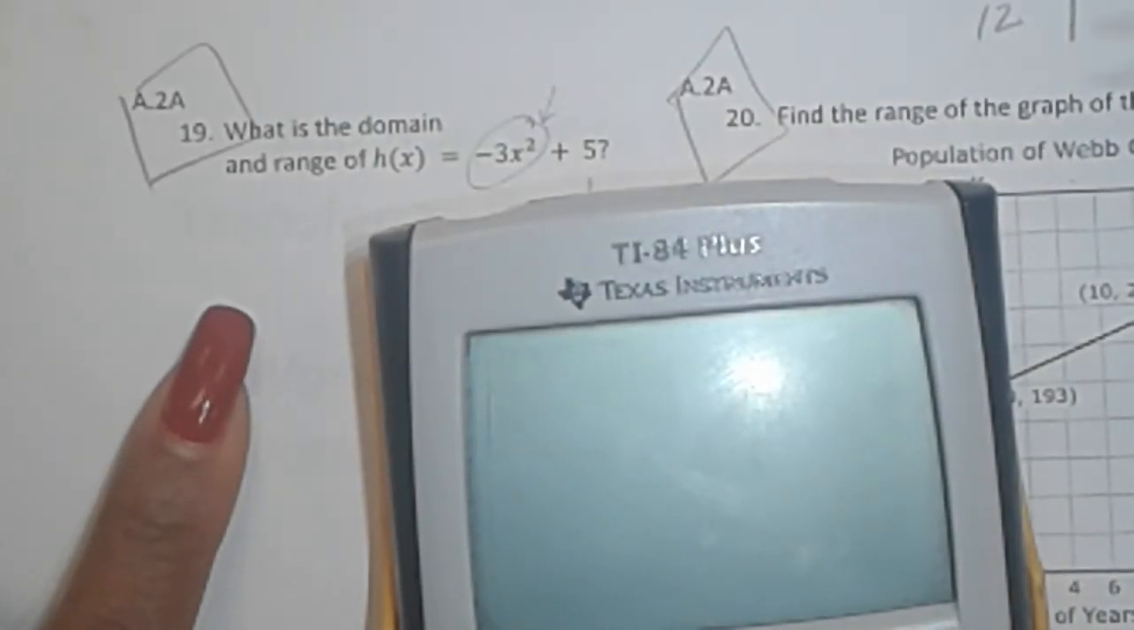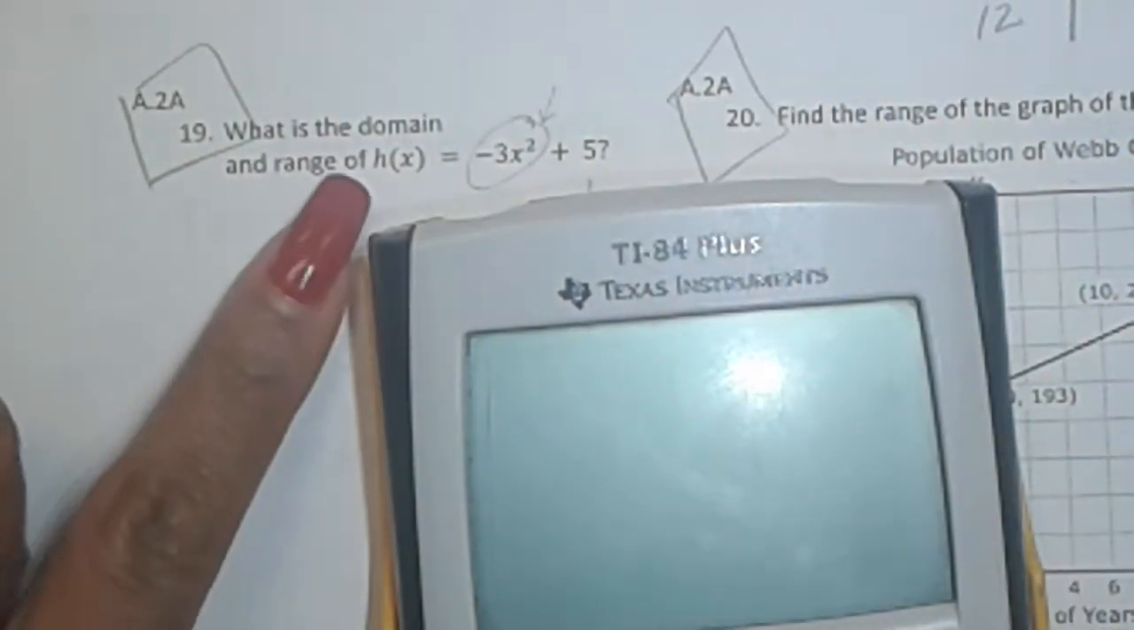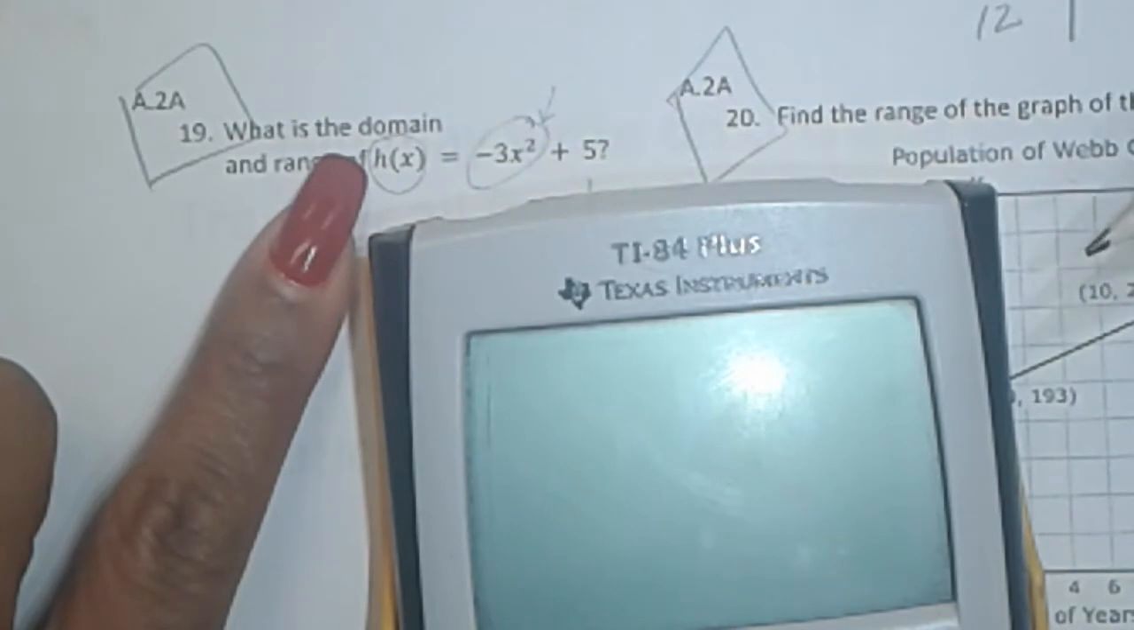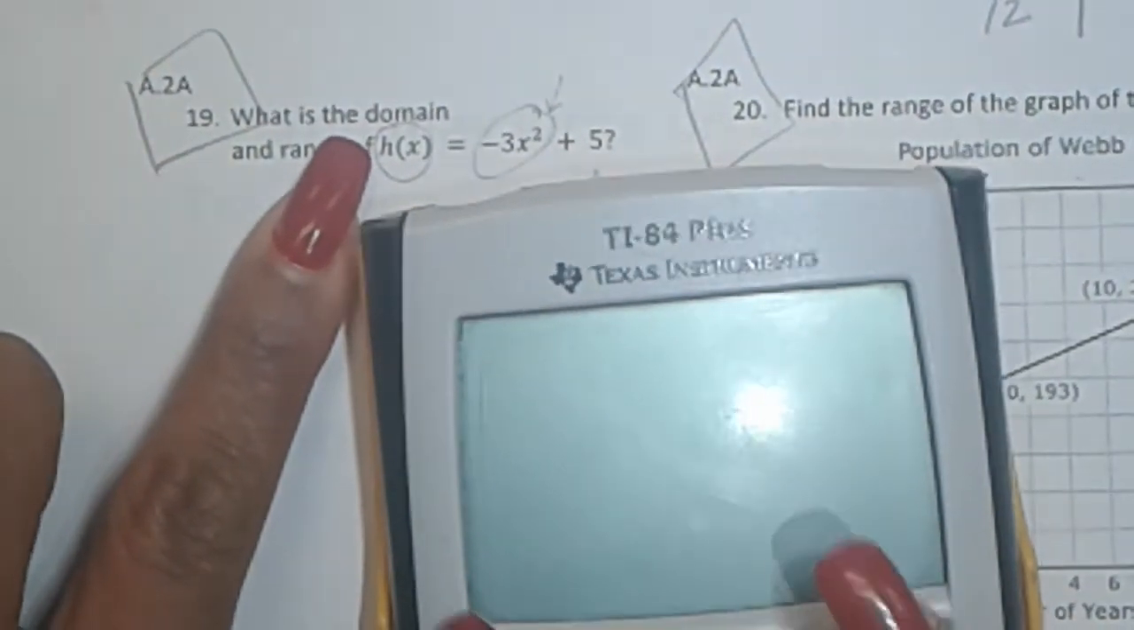Number 19, I need to know the domain and range, but I don't have a graph. It gives me what? The equation. So the equation is in function form, and I know that because I see h of x. What do? Well, let's graph it.